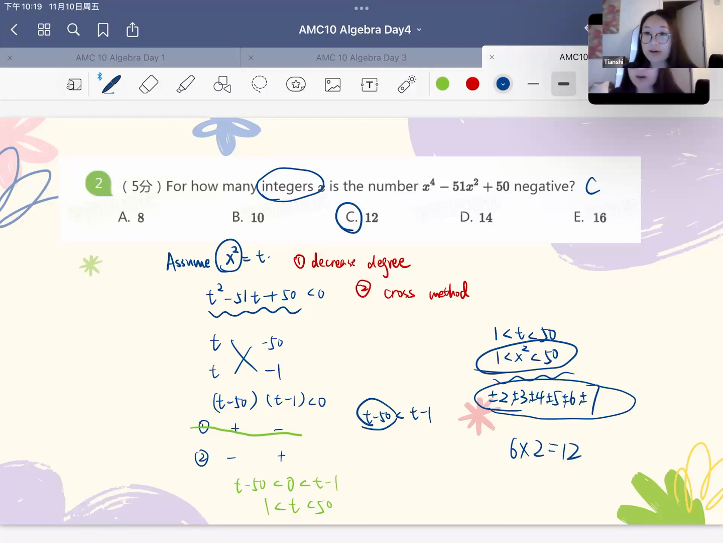Okay, so that is the explanation for this question. First of all, we need to decrease the degree of the expression. Second, use the cross method to solve this quadratic inequality and then think about the ways the solutions satisfy the condition.